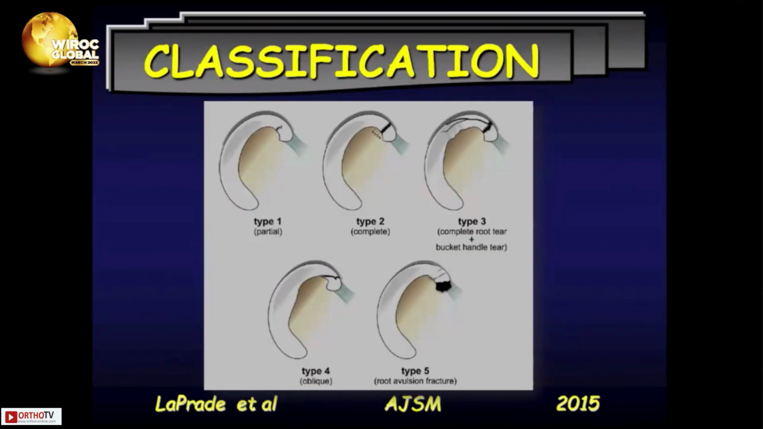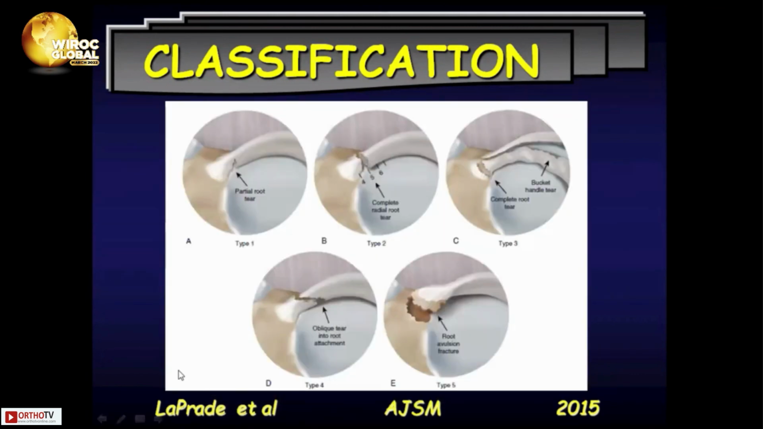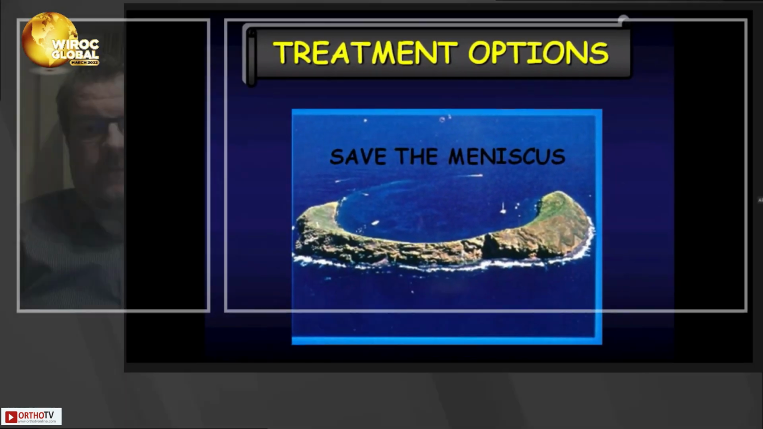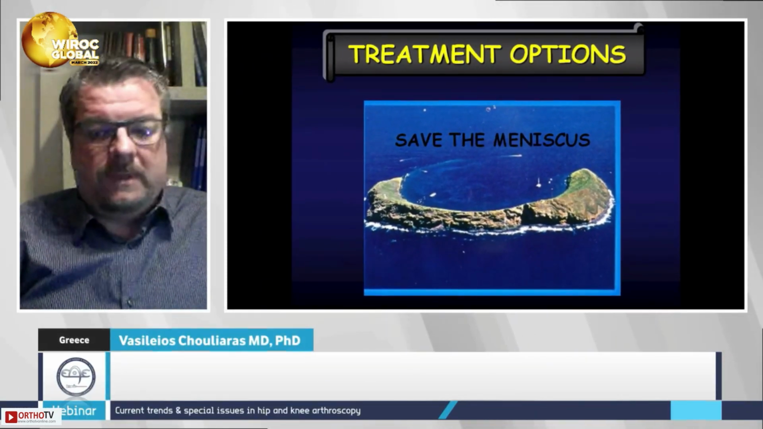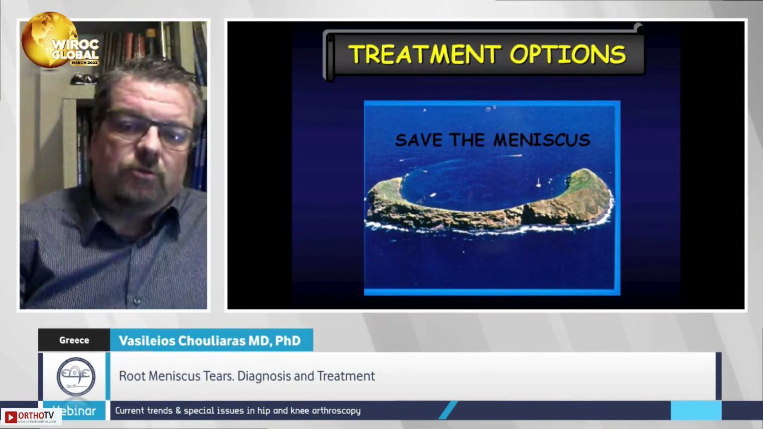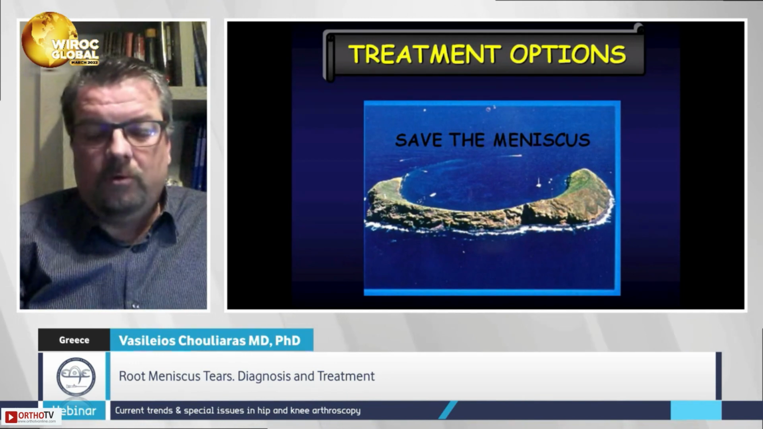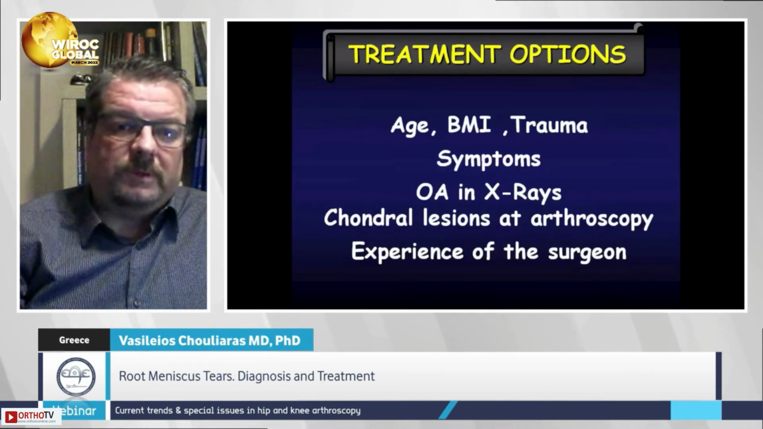There are some classifications. It's more appropriate for the medial meniscus, the classification of LaPrade, with a partial meniscus root tear, a complete one, and the most common, a combination of tear with a bucket handle tear or a bony avulsion. So, well, now in 2022, we have the motto of save the meniscus, and that is why it's very crucial to diagnose the meniscus tear and to treat them appropriately.